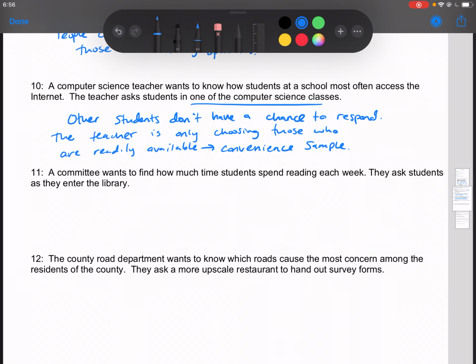All right, a committee wants to find out how much time students spend reading each week. They ask students as they enter the library. Here is another convenience sample. So other students, once again, are not getting a chance to participate.